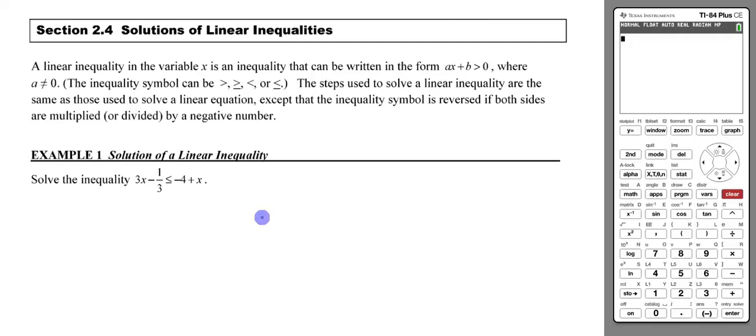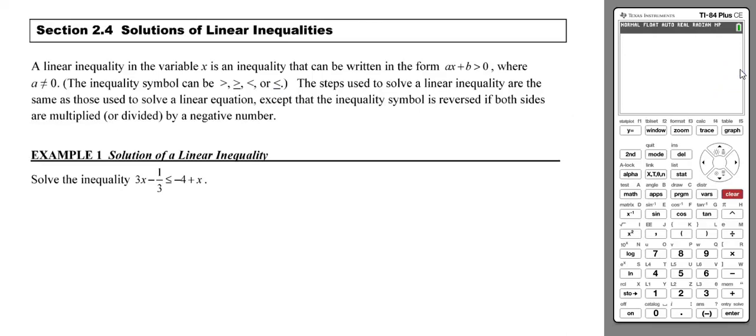In 2.4, we're working with solutions of linear inequalities. A linear inequality in the variable x is an inequality that can be written in the form ax + b > 0, where a is not equal to 0. We use these inequality symbols: greater than or equal to, less than, or less than or equal to.